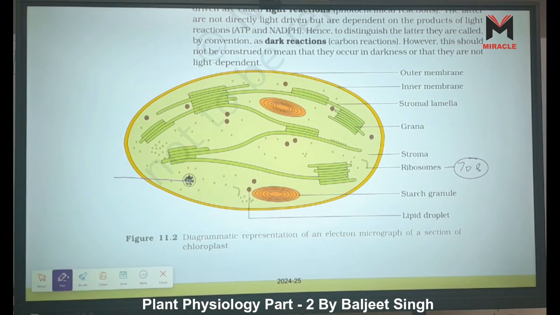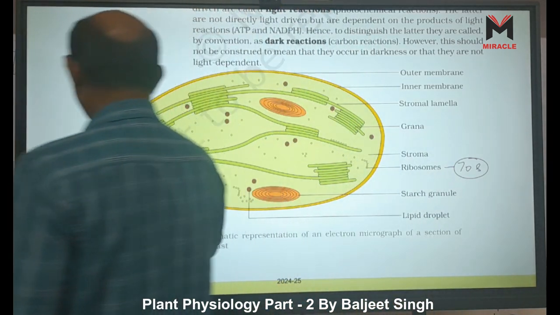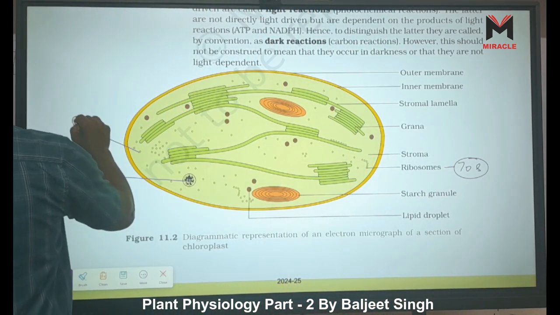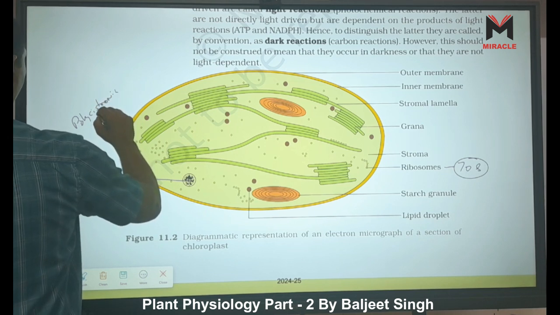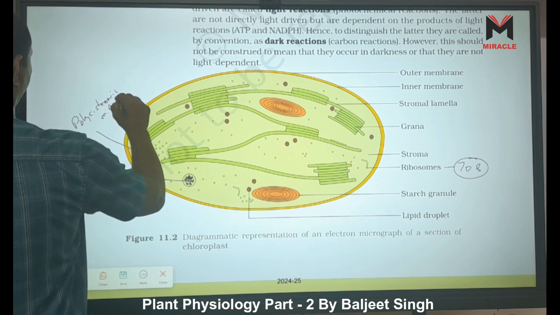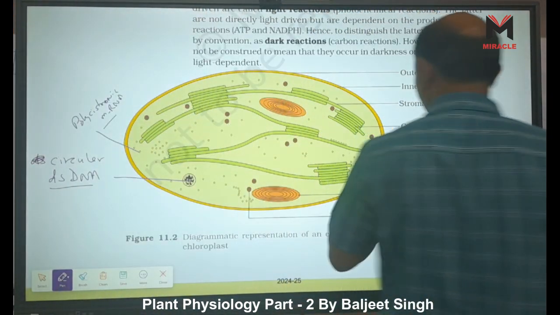And this is the DNA. Which DNA? Circular double-stranded DNA, like in a prokaryotic cell. RNA is also there. Which type of messenger RNA? Polycistronic mRNA. Right, so this is the structure of the chloroplast.